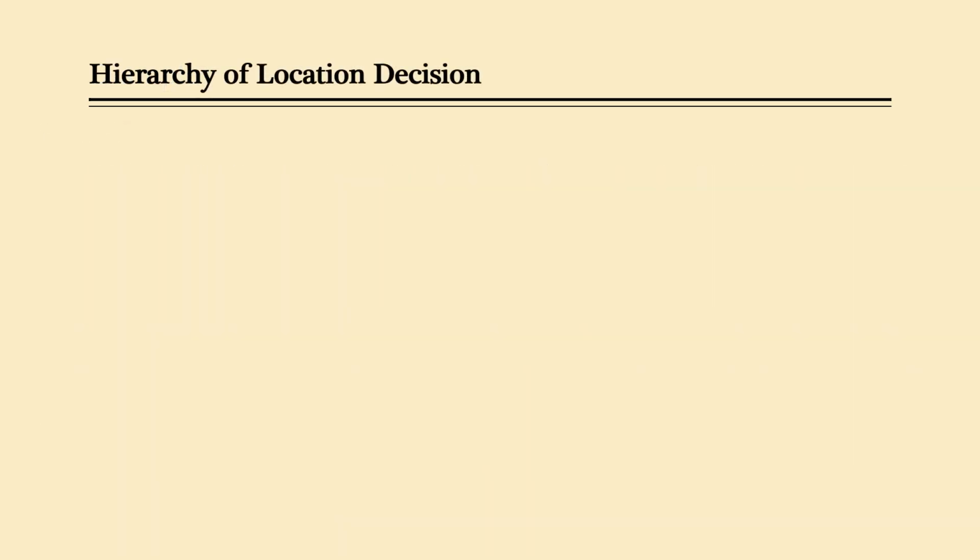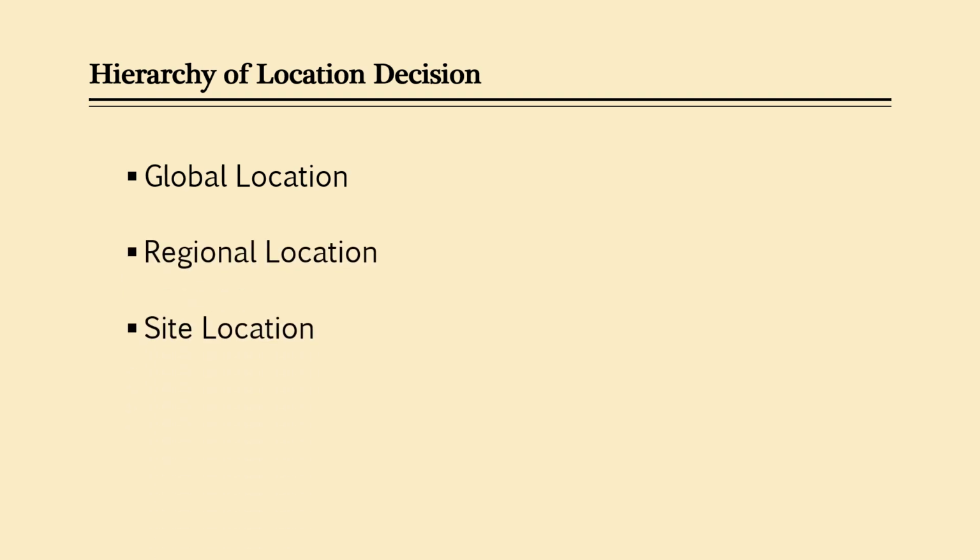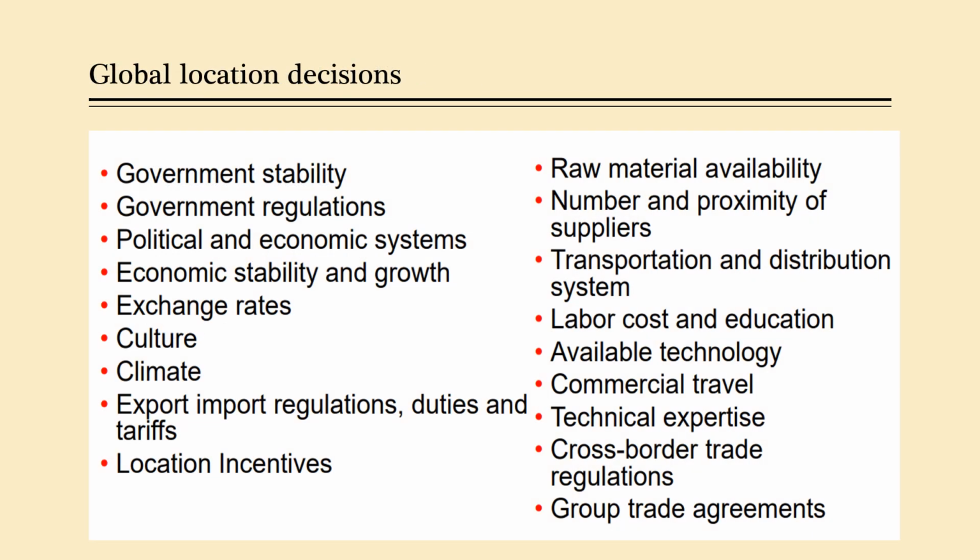There is a hierarchy of location decisions. We can make facility location decisions for global locations, regional locations, as well as site locations. Global location decisions are focused on companies deciding on locating a facility in a foreign country.